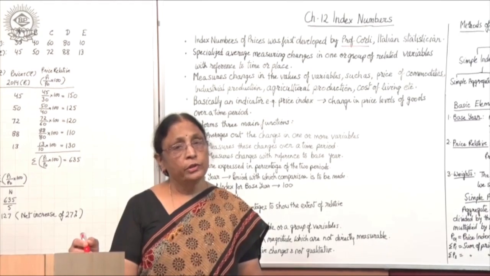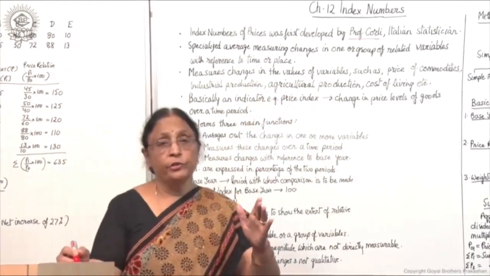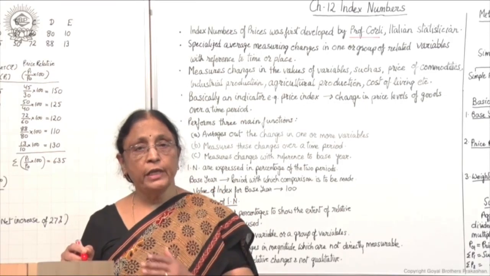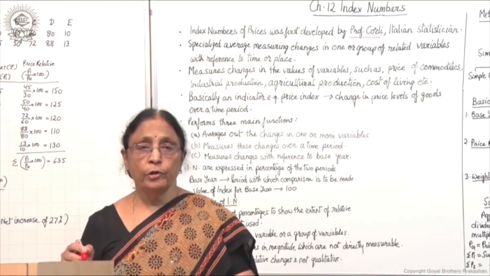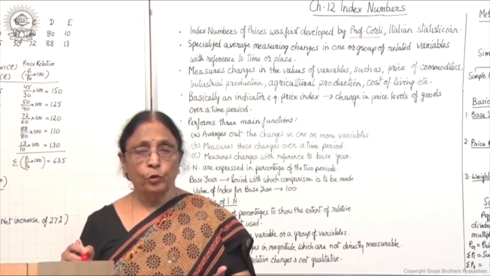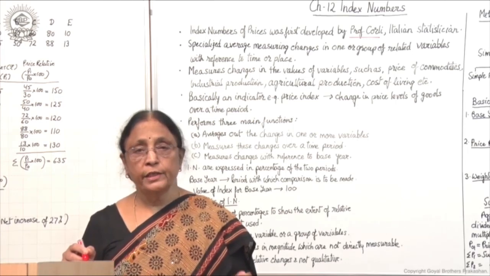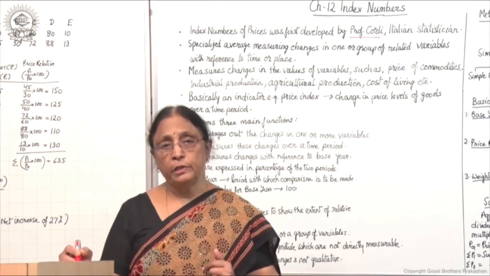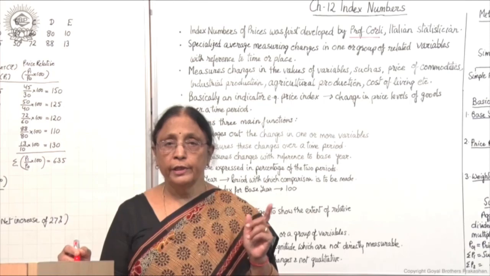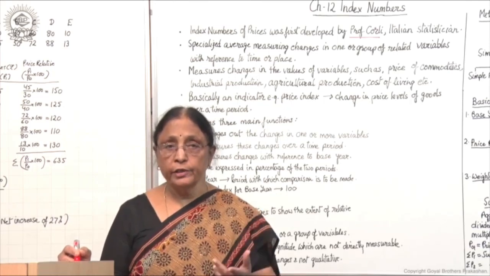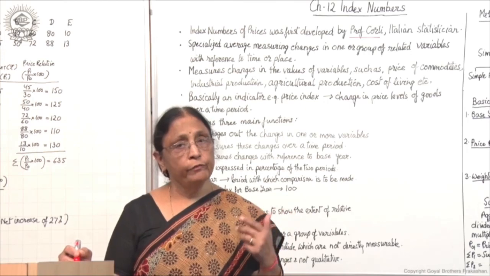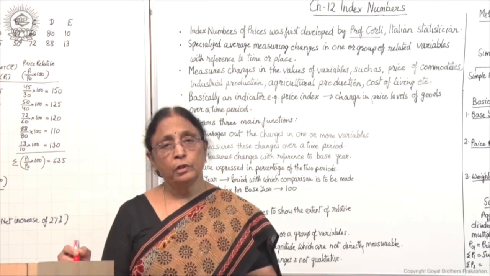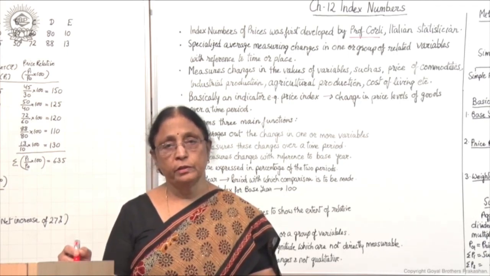But now this concept is not limited to the measurement of prices only. It is used for the measurement of different types of economic variables. For example, export, import, agricultural production, industrial production, right? All these types of economic variables are measured with the help of index numbers. But earlier, when it was developed by Professor Corley, initially it was used only for the measurement of prices or price changes, right?